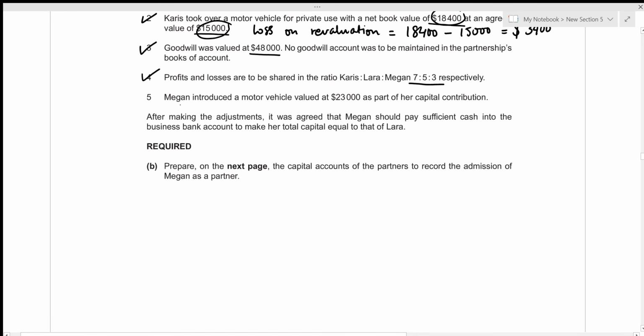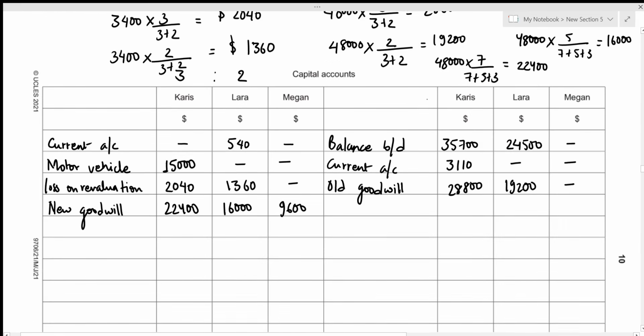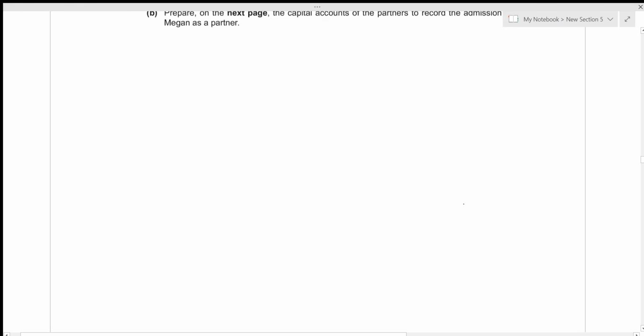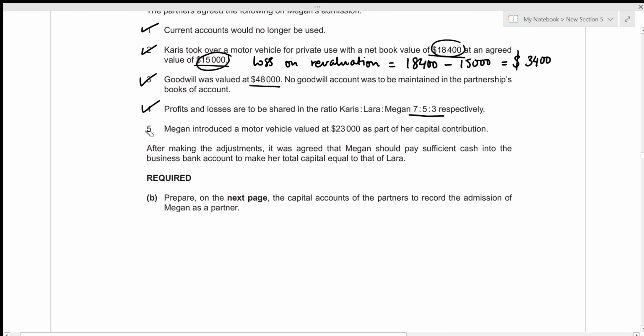The fifth one, Megan introduced a motor vehicle valued at 23,000 as part of her capital contribution. So this is her capital contribution, which will be recorded on the credit side. And this is in the form of a motor vehicle, and it amounts to 23,000. So we've included the fifth one as well.